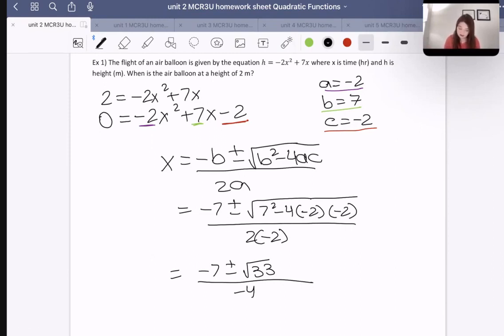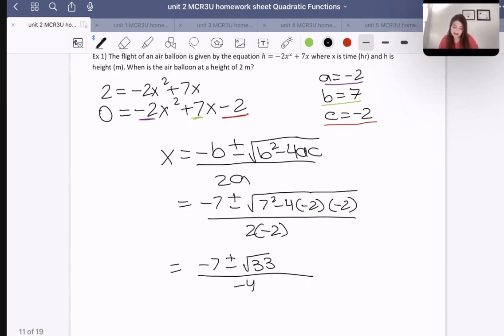Now, if the answer you get in your b squared minus 4ac actually does turn out to be a perfect square, then perhaps you could have factored, but either way, it's too late now, and the quadratic formula will still work for you in those cases. But anyway, let's move on. So root 33 is approximately what? Root 33 is approximately 5.74, let's say.